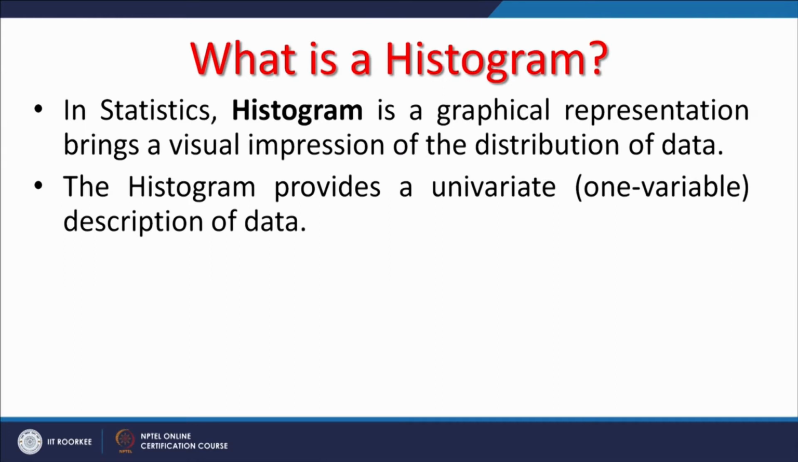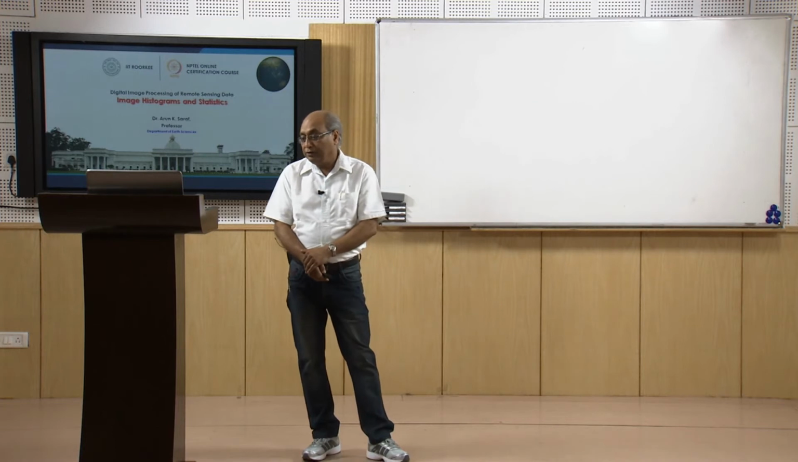So a histogram provides a univariate, one-variable description of data. Generally, when we want to understand the statistics of an image, an individual band's histogram is important to understand the variations of the pixel values present in the data. An image histogram is a type of histogram that acts as a graphical representation of the lightness or color distribution. In case we are using a colored image, then three band histograms would be there. We can also see the individual histograms of different bands or a combined one as well.